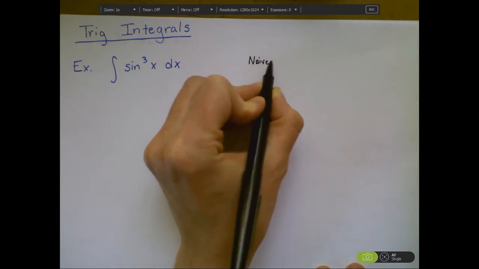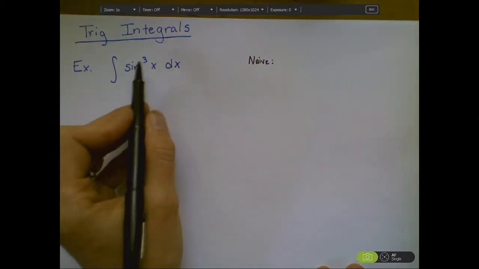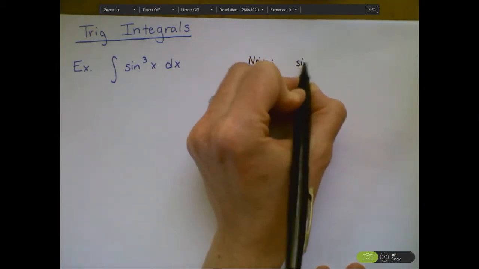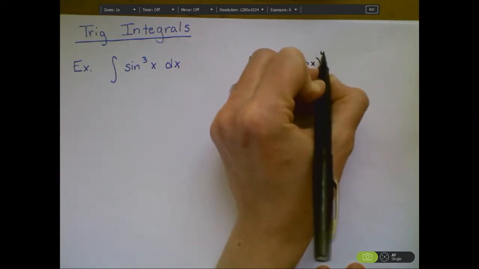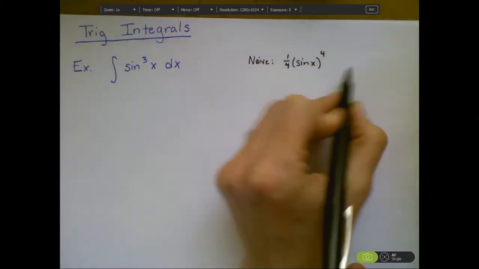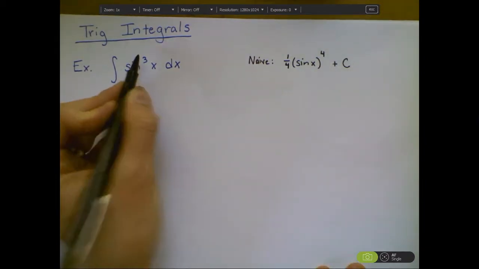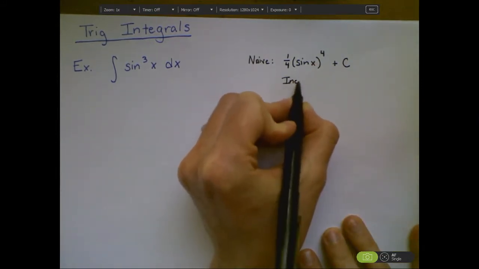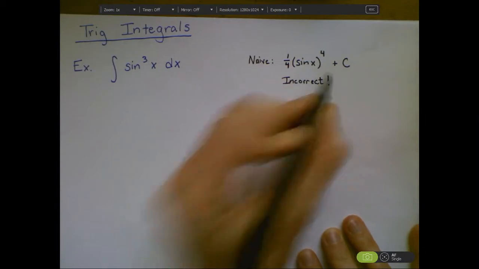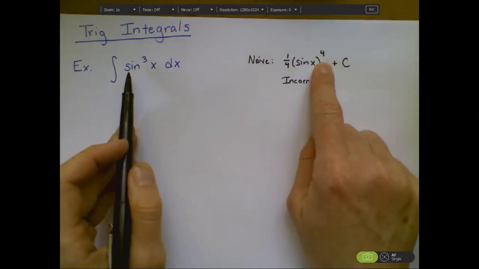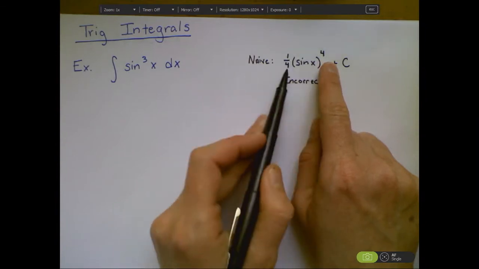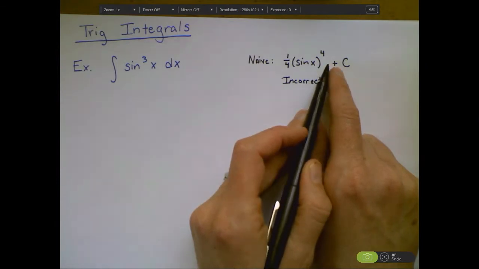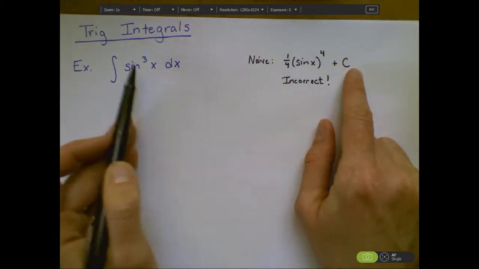Let's see. My first naive approach might be to say, aha, I know how to integrate things raised to the third power. That's just going to be sine of x to the fourth times 1/4 plus c. And I'm done. I just raise the power and multiply by the reciprocal. This is incorrect, right? And why is it incorrect? It's because it ignores chain rule. If I were to go backwards and take the derivative of this, the 4 would cancel with the 1/4, so it would be sine of x, but I would have to worry about chain rule and multiply by the derivative of sine of x, which is cosine x, which isn't in here.